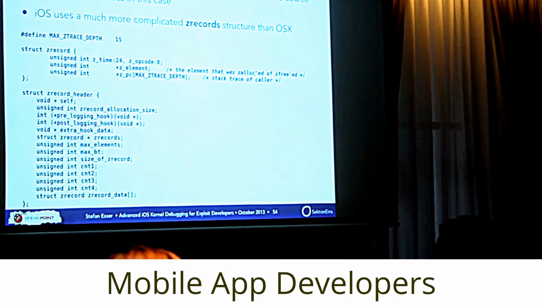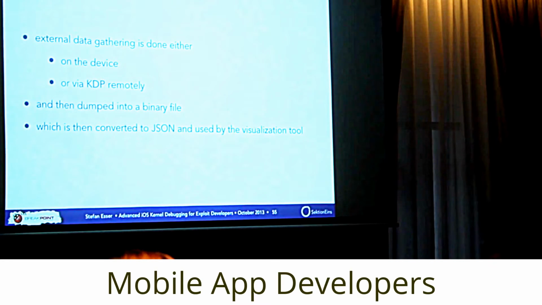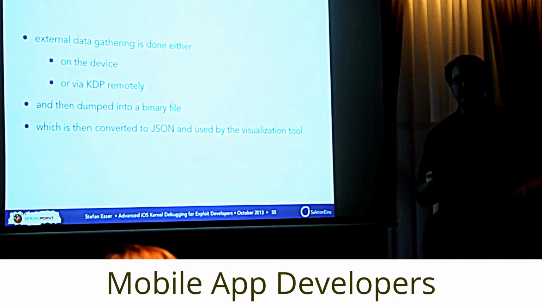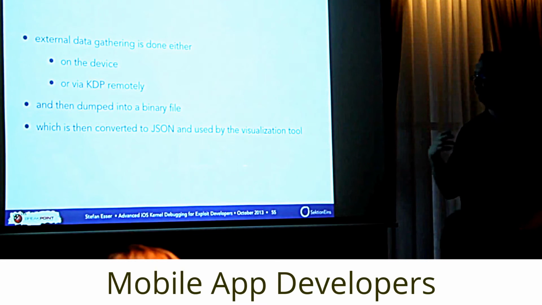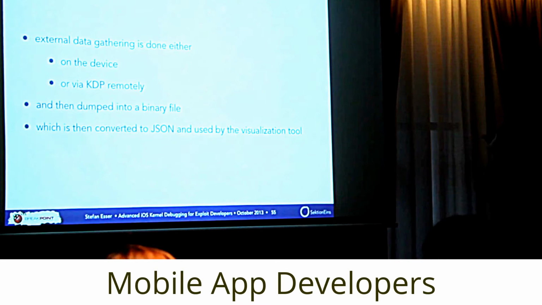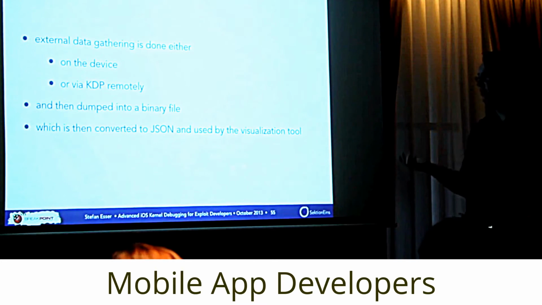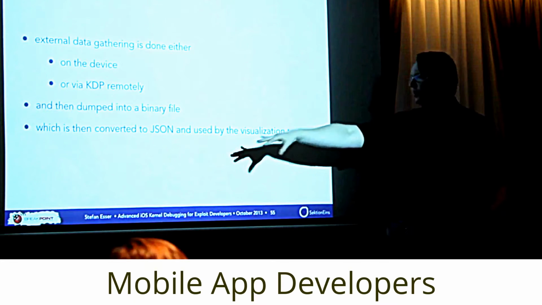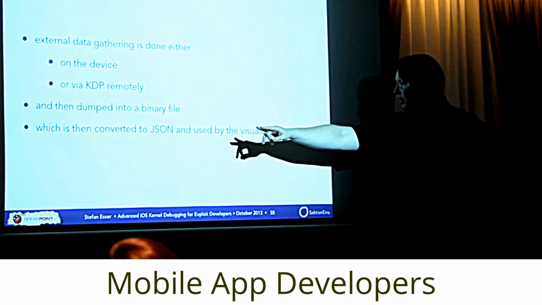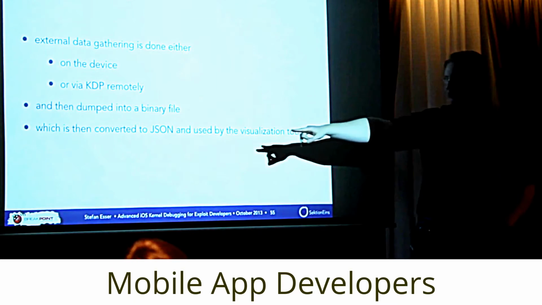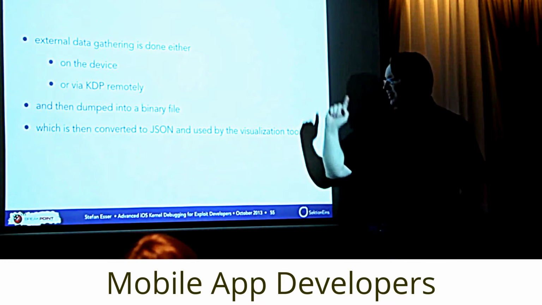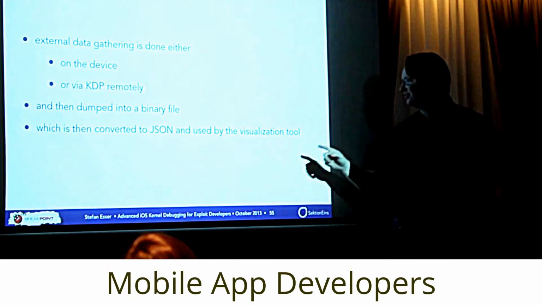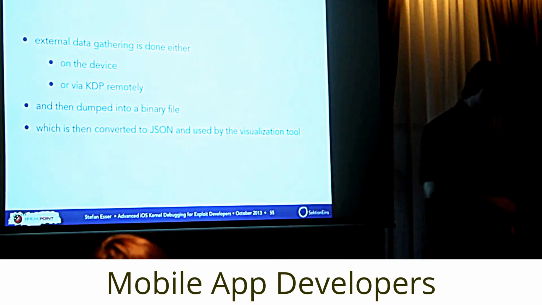So what you need to do now is you do whatever you want inside the kernel, and you need to gather the data. Again, you can do that on the device with a patched system call into the kernel, or you can do it via KDP remotely with PyKDP, for example, or with uGDB or whatever, and then you dump it into a binary file. In my case, I then convert the binary file to JSON. Actually, I'm using a dirty PHP script for that, and it's not even Python. Maybe in a final version I'll make it a Python script. And then you feed it to the visualization tool.